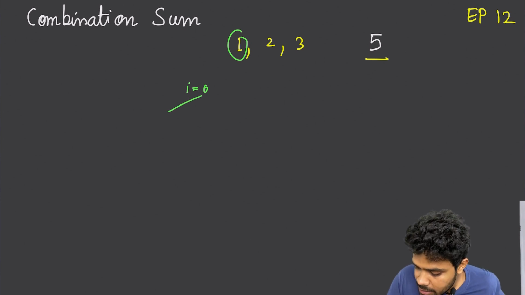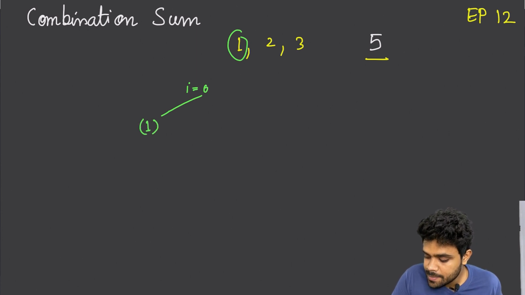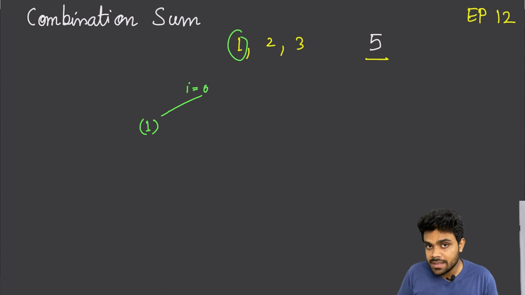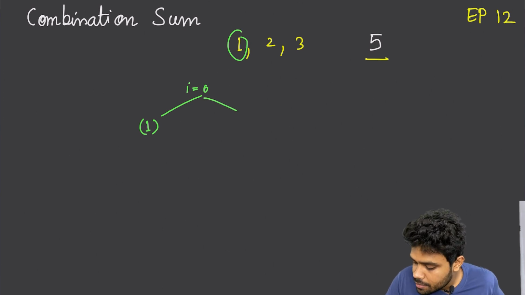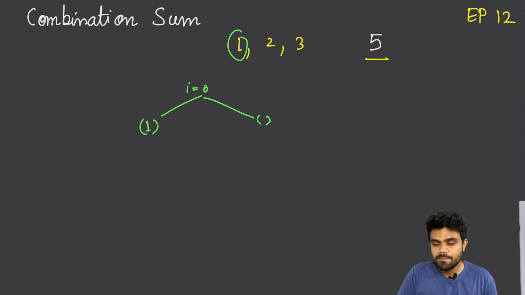So let us select this number. If we select this number, we have 1 in our subset. If we don't select this number, we have nothing in our subset. But if we are selecting this number, our I is going to remain the same. Our I is going to remain 0. Why? Because it is pointing to 1 and we already used 1.